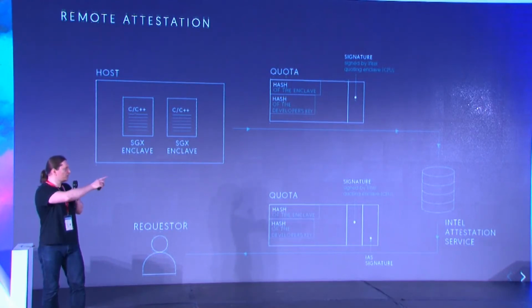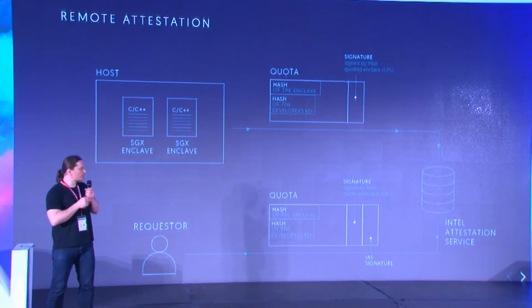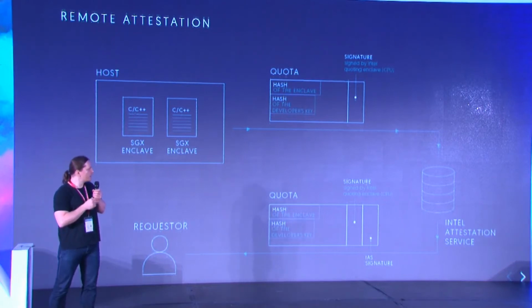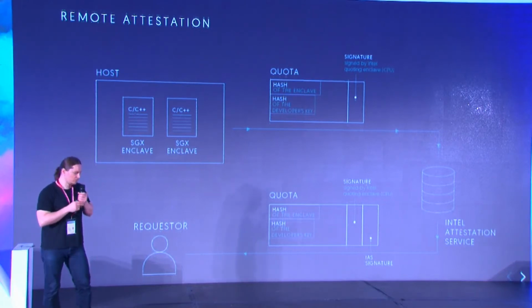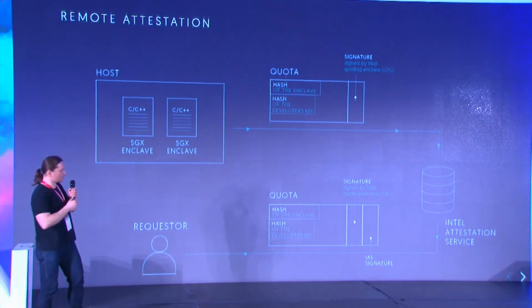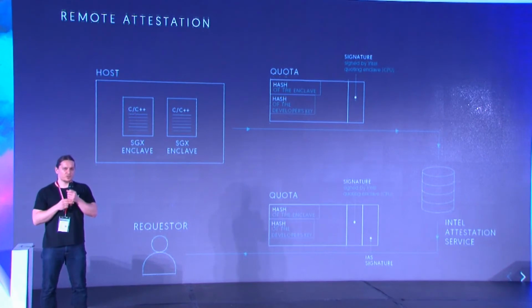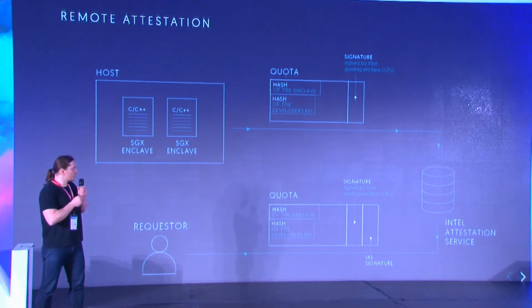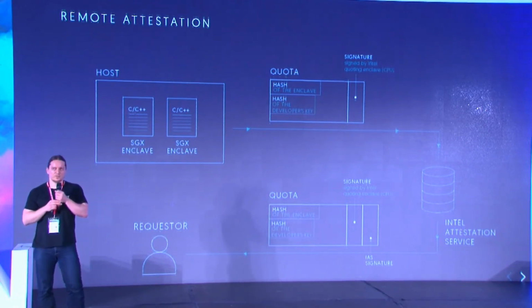So this happens only once per enclave per CPU. And we have the enclave. The requester, or challenger, is sure that the enclave in question is valid. But there's one more important step, because the requester has to be able to communicate with the enclave securely.